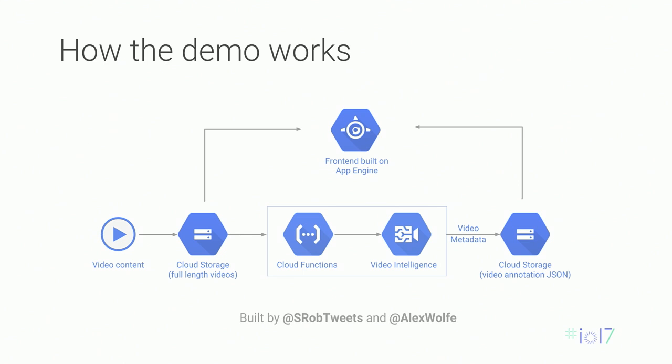And the front end of this application is a Node.js app running on Google App Engine. So the front end of the app doesn't actually call the Video API directly. It simply references the videos from one cloud storage bucket and then gets the associated metadata from another cloud storage bucket.